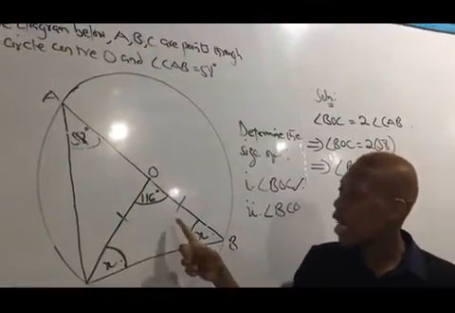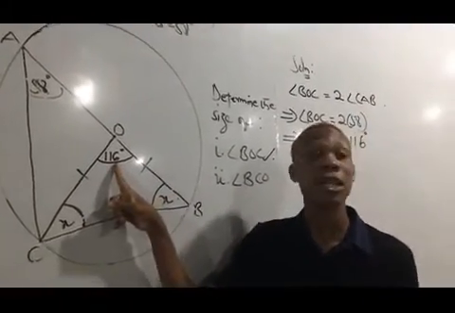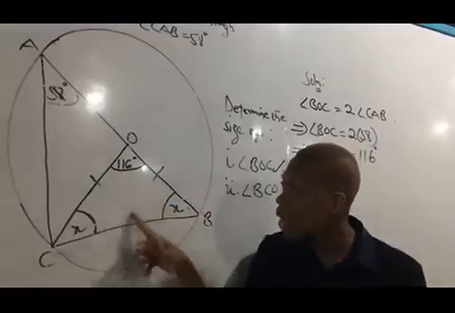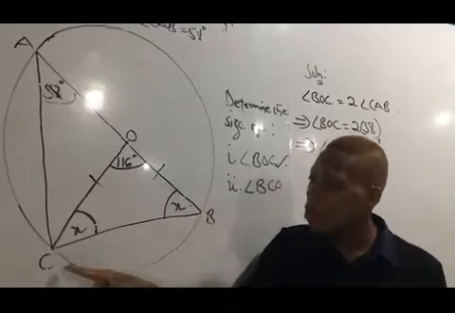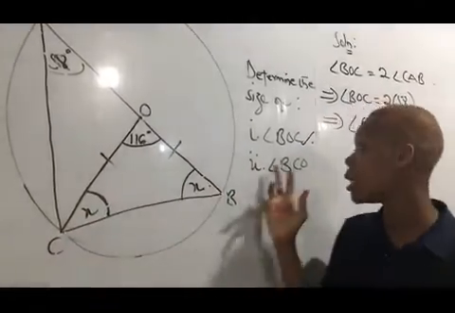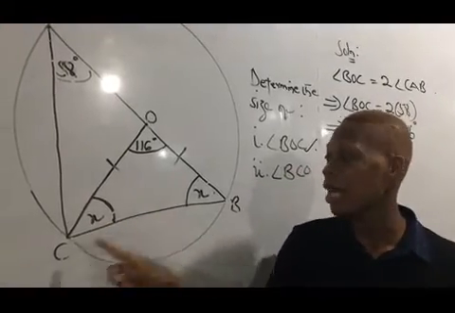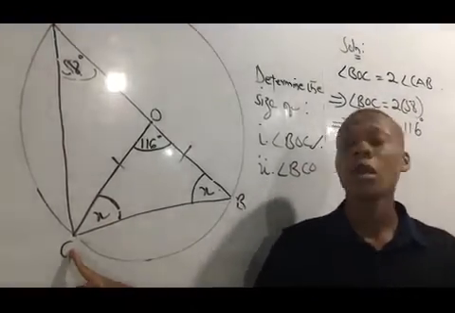So that now I know all the three angles now. This is X, this is X, this is 116. I will solve for X from this diagram, and I'm going to get the angle at C, or BCO, as the question required. So if I'm able to get X, I'll get the angle at C. How do I get X?